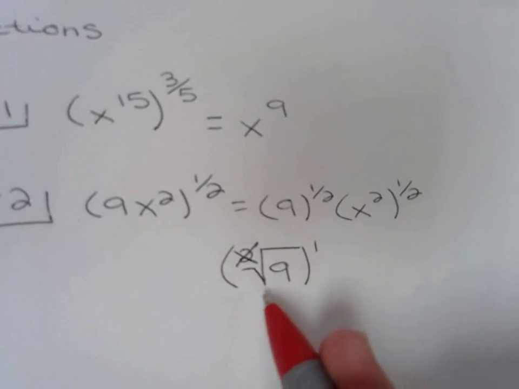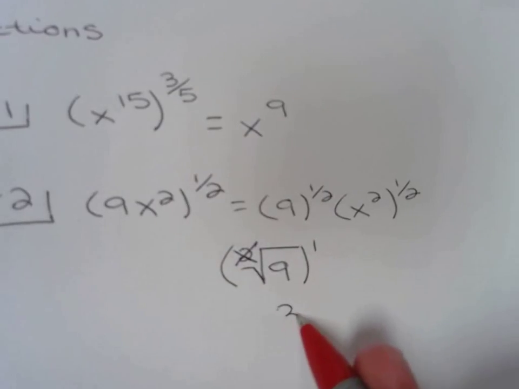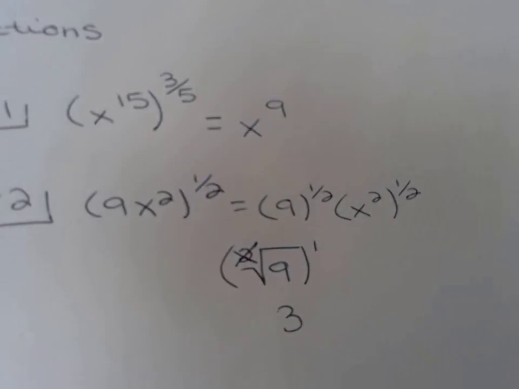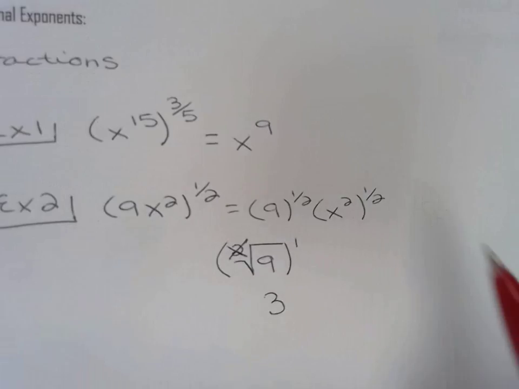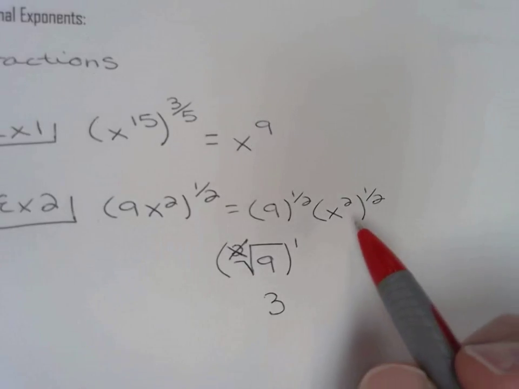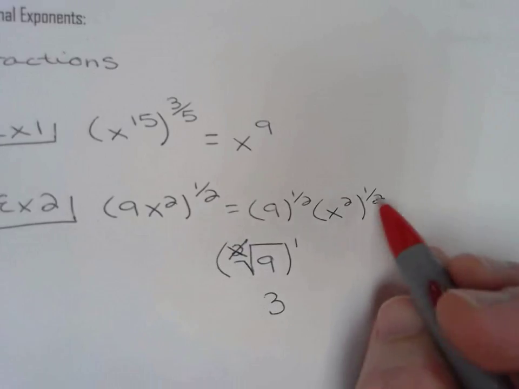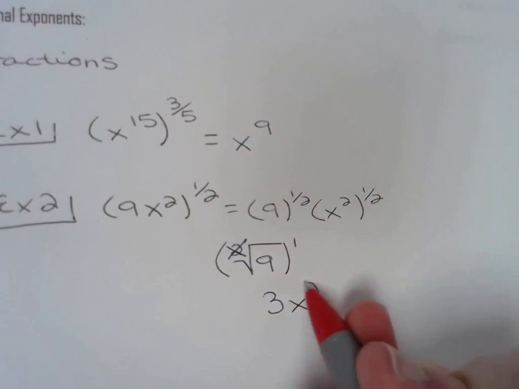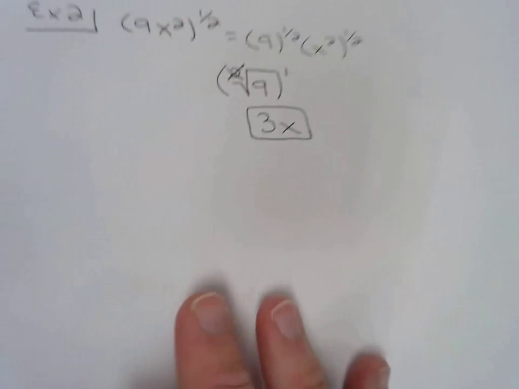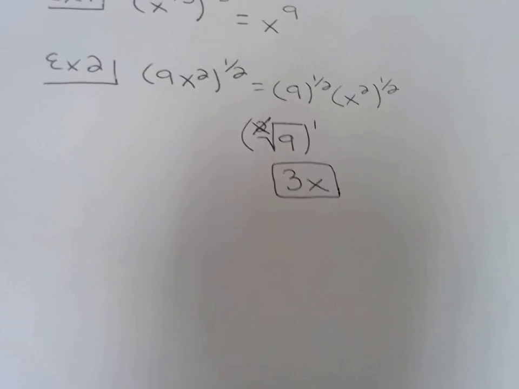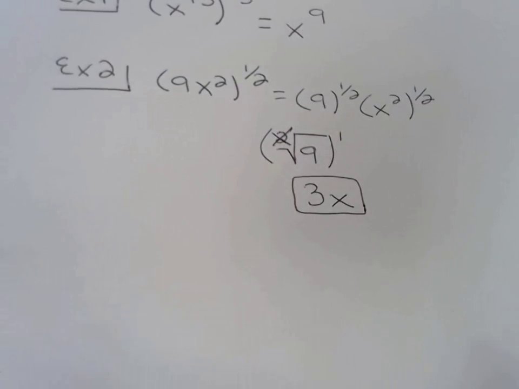So if I simplify that, what is the square root of 9? 3. 3 to the first power? 3. Now your variable you treat like normal. What do I do with the 2 and the 1/2? I multiply. It's x squared to the 1/2 power. So I multiply 2 times 1/2, 1. So it's just x to the first. So if you have a coefficient, if you have a number in front, you actually have to simplify it. Variables, you just multiply the exponents. Coefficients, you have to simplify it.